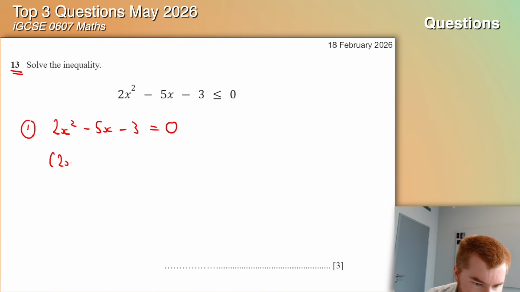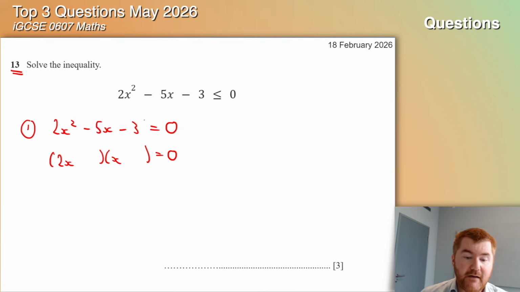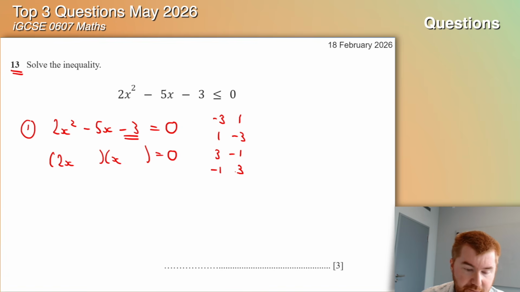So we're going to have a bracket here, 2x and x is equal to 0. And then I look for two numbers that multiply to give me minus 3. Well, we have minus 3 and 1, 1 and minus 3. And then we can switch negatives. So we have 3 and minus 1, minus 1 and 3.